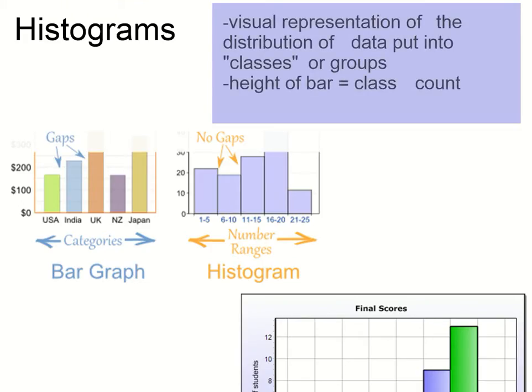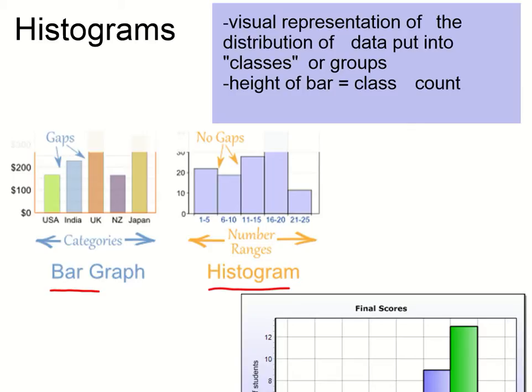Well, a histogram is a visual representation of the distribution of data put into classes or groups. The height of the bar is the class count. And so if we look at this, I have a bar graph and a histogram. Looking at them right away, they're pretty hard to tell apart. They both have bars, they've both got numbers.